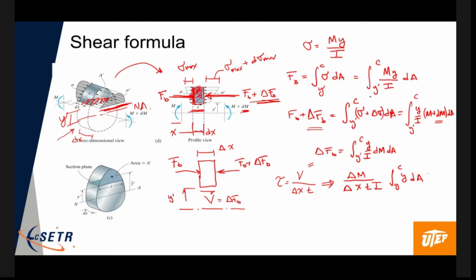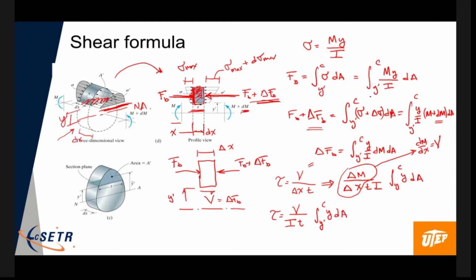Now if delta x goes to 0, what we have here is the derivative of the moment with respect to x. And if you remember from when we did the graphical solution for the moment diagrams, dM/dx is equal to the shear. That's the shear from the shear diagram, V. So now what do we got? We got tau, the shear stress, is V over I times t times this integral from y prime to C of y dA.